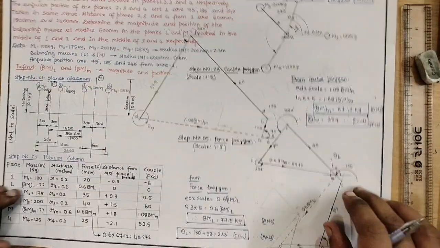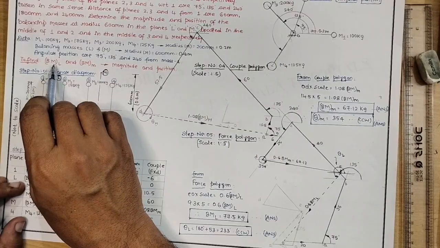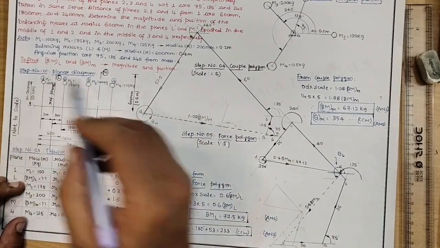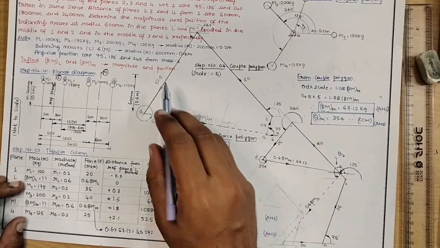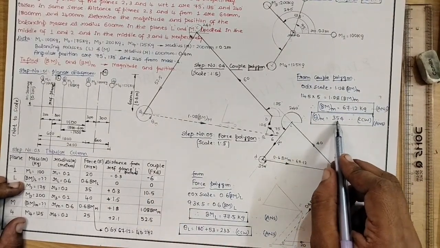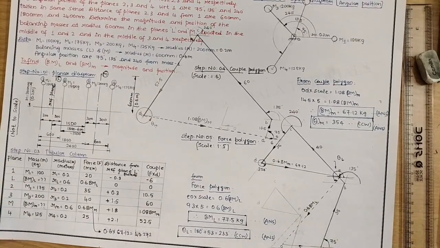So this is almost towards the end. As per the data, we were supposed to find out the magnitude and the position of balancing mass L and M. Magnitude is found out 67.12 kg followed by 77.5 kg. Position is also found out 354 degrees and 233 degrees. All are measured in the counterclockwise sense. What is the last step? As I told you, at some point of time during the solution, patience is the key. Generally, this question will be asked for 15 marks or sometimes 16 marks, else 20 marks. But it's worth 20 marks. Have patience. Do it with utmost care.